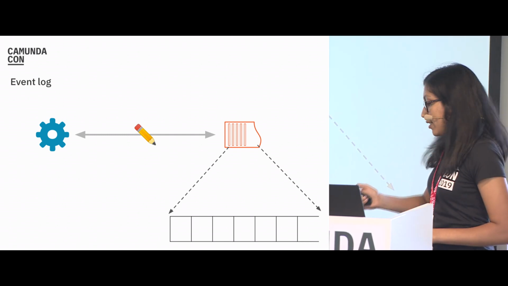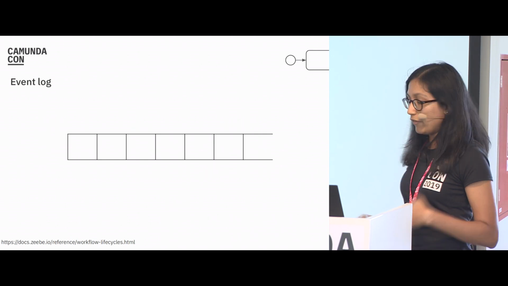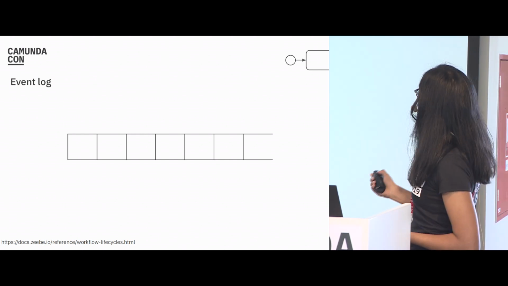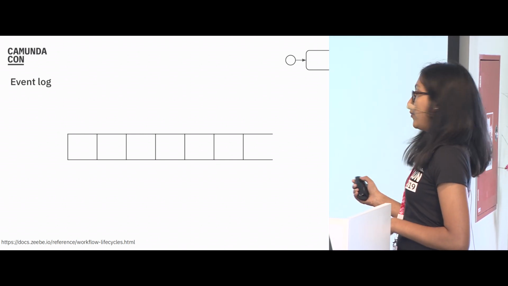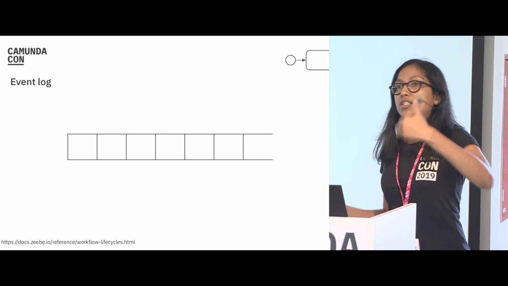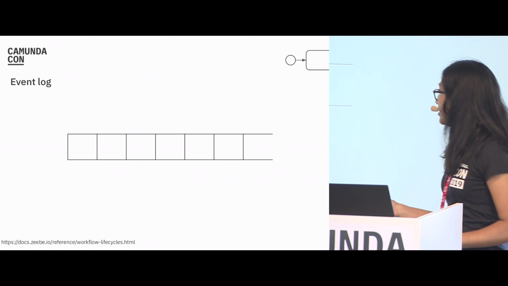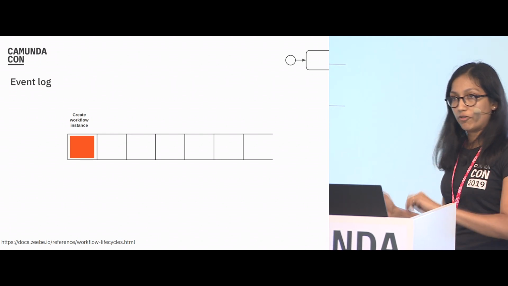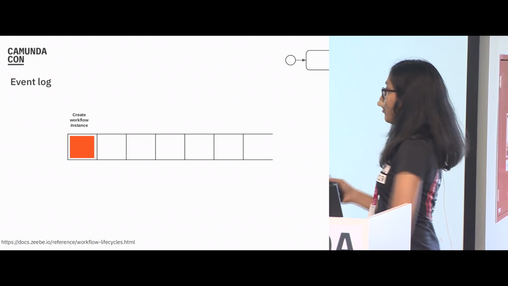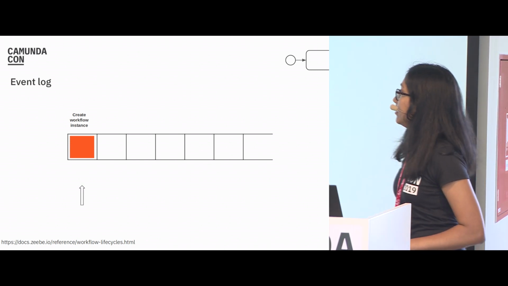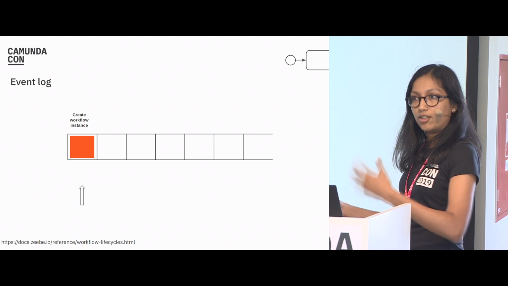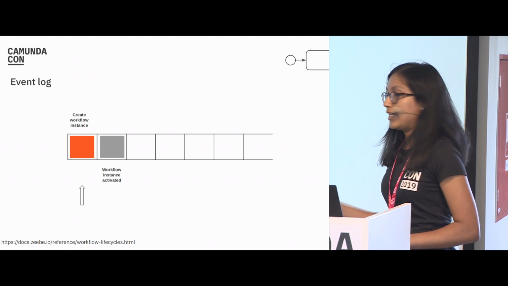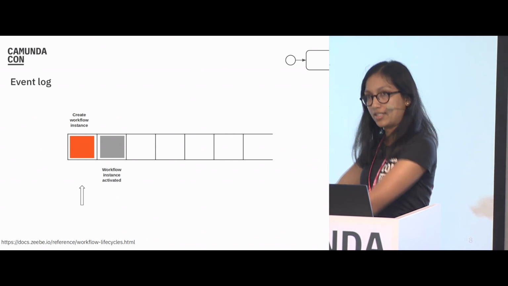So for example, let's see what happens when a client wants to create a workflow instance. Assume it wants to create this very simple workflow. The client first sends a command, like create workflow instance, and that command is first written to this event log. And then we have a workflow processor that is reading events from this log. It first reads that command, processes it, and checks, OK, can I create the workflow instance now? Yes. So it creates it, and then it writes an event, OK, the workflow instance is created.